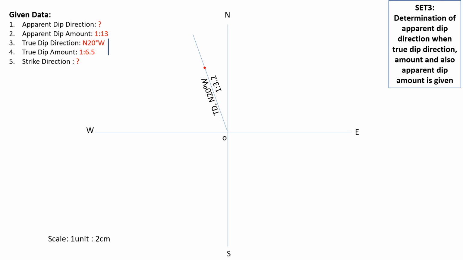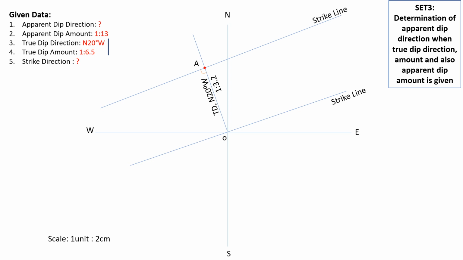Now this is the true dip. We know that the true dip and the strike line are perpendicular to each other. So I'll drop a perpendicular to the line OA at point A. The same way I'll transfer this line to the point O as well. These are my strike lines. Now the work with the true dip is over.